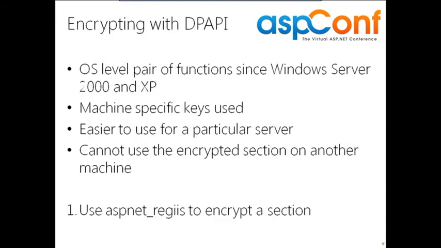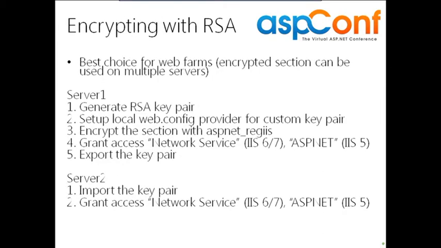DPAPI is interesting. It's keys that are built into Windows since Windows Server 2000 and XP. It's great because I don't have to worry about key storage. It's kind of an auto-created key for me on that server. The bad news is if you think of a production web farm, I've got my dev machine, my test, my stage machine, my production farm. This key is specific to a server. So essentially in a web farm, this isn't going to work. So I'm not going to spend time on it. You can look at the examples if you want in that script file. I'm going to focus on what you would actually do in a web farm, which is encrypting with RSA.